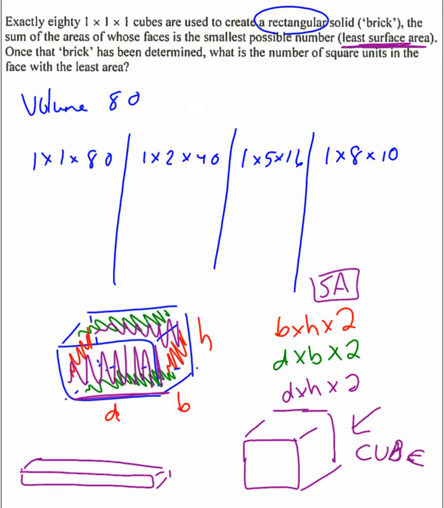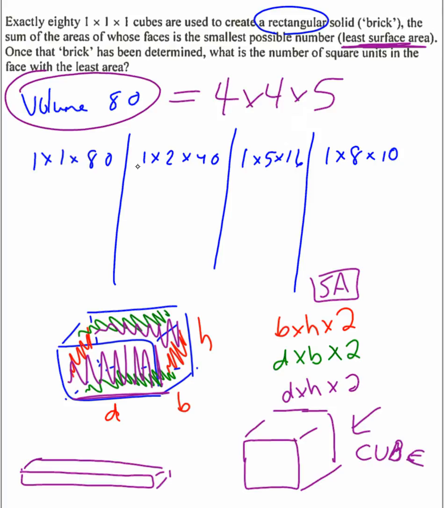So then what you have to think about is what dimensions would give me 80 that's as close as possible to a cube. A cube means like 3 by 3 by 3, or 4 by 4 by 4, or 5 by 5 by 5. But you're going to realize that 5 by 5 by 5 is too big, and 4 by 4 by 4 is too small. So the one that's going to work with a volume of 80, as close as possible to a cube, will be 4 by 4 by 5, which you could have found if you kept finding all of these possibilities.